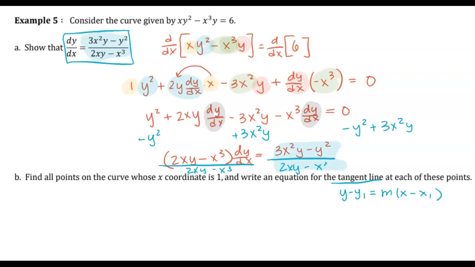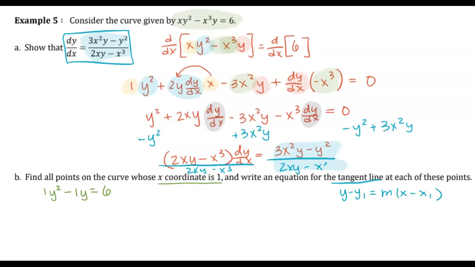Unfortunately, this derivative, this dy/dx, needs an x and a y. So we need to go figure out what our y is. Oh crap. Well, we do have a way to get our y. We go back to the original function and plug in our x of 1. So this would be 1 times y squared minus 1 times y is equal to 6.